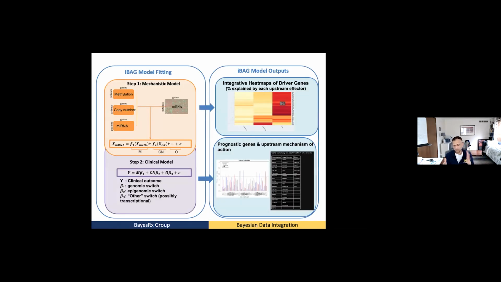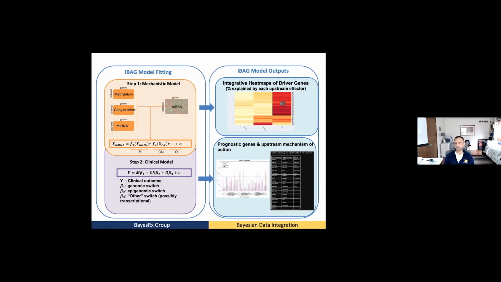So essentially, after all this complex model building, what exactly goes in and comes out? In terms of the model fitting, this is the mechanistic version of the model, the clinical version, and what we get is a few interpretable outputs. One would be these integrative heat maps that tell us the percentage explained by the upstream factors, that is, what percentage of upstream factors drive these gene expressions. And plots like these, Manhattan plots, which are plots of the posterior probability, similar to p-value plots.